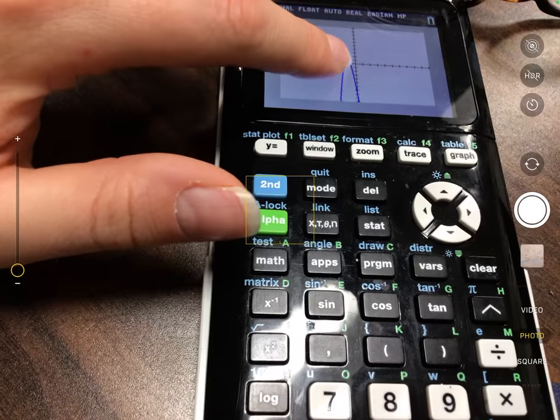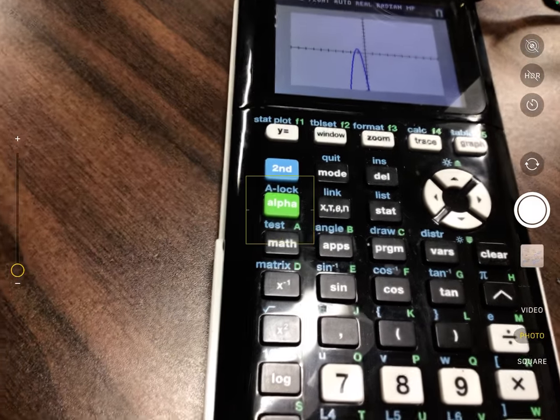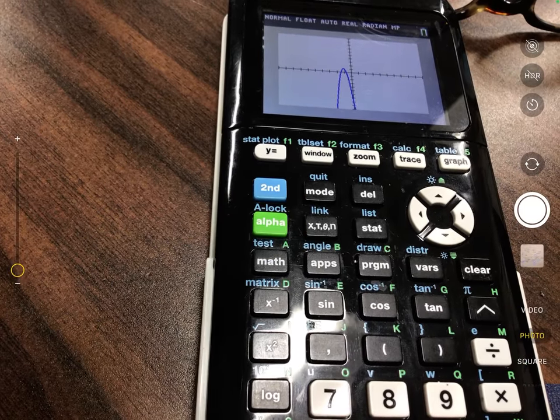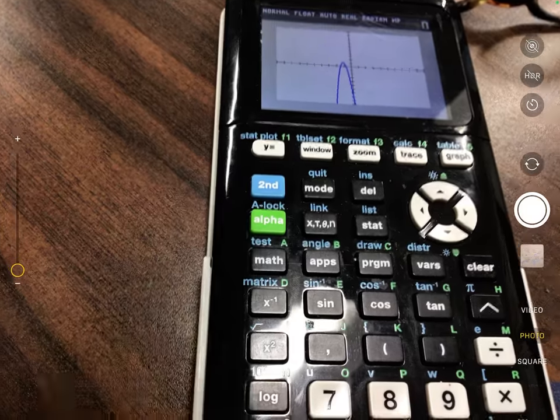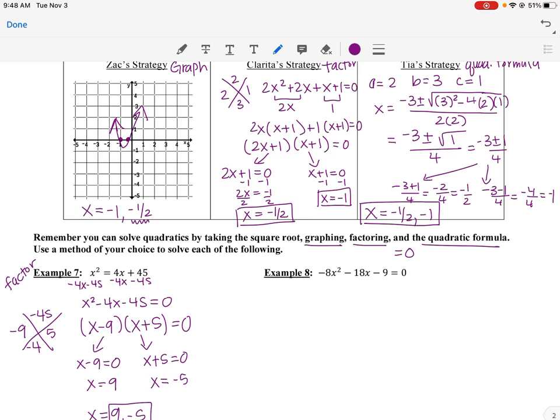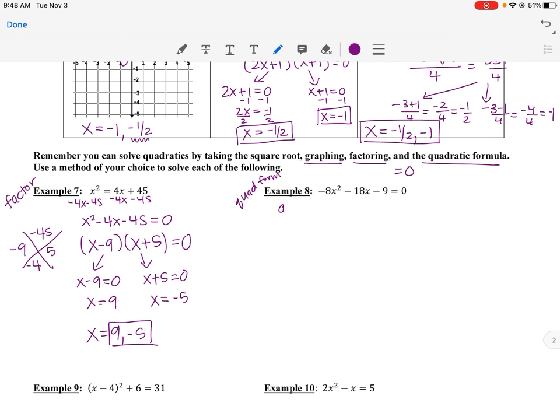But notice here how it's like between -1 and -2 and between 0 and -1. Like, it doesn't look like it's nice numbers. So that probably means two things. One, that it doesn't factor, and then also that graphing's not probably the most accurate method. So here, let's use the quadratic formula, because that is the method that always works. It doesn't matter what the situation.